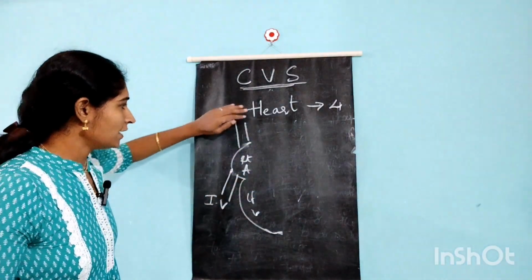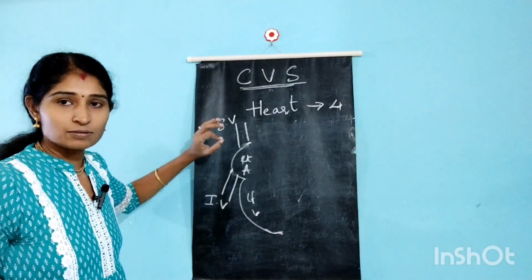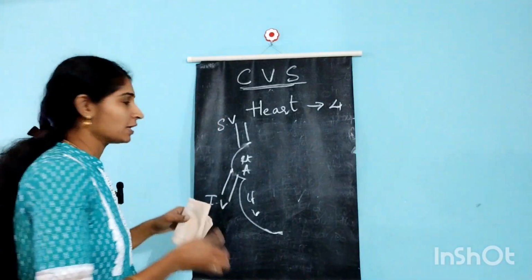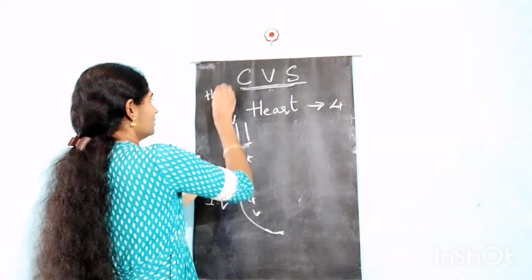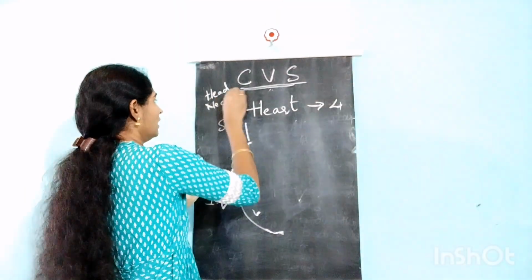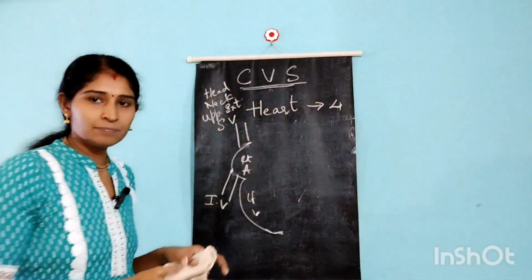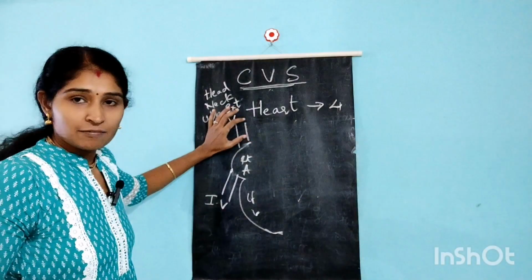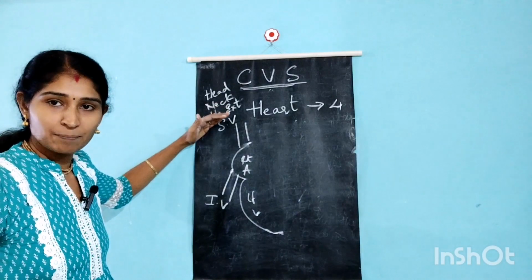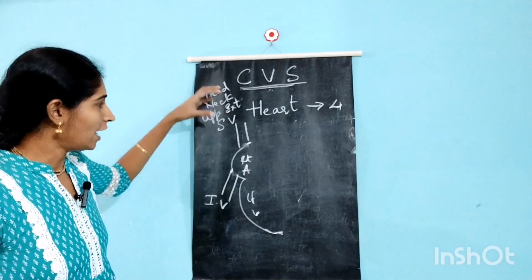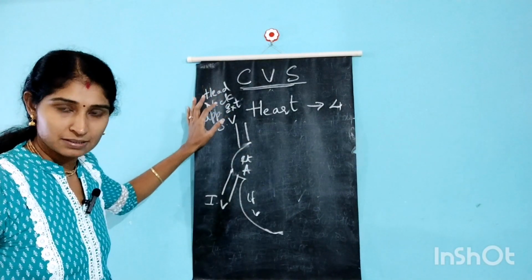Then this superior vena cava is going to bring the deoxygenated blood, that is oxygen-less blood. From where? It is going to bring the blood from the head, neck and upper extremities. Clear? The superior vena cava is going to bring the blood from head, neck and upper extremities and pour it into the right atrium because it is deoxygenated blood.